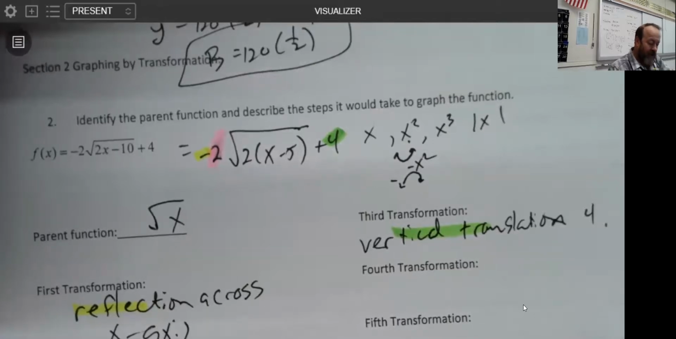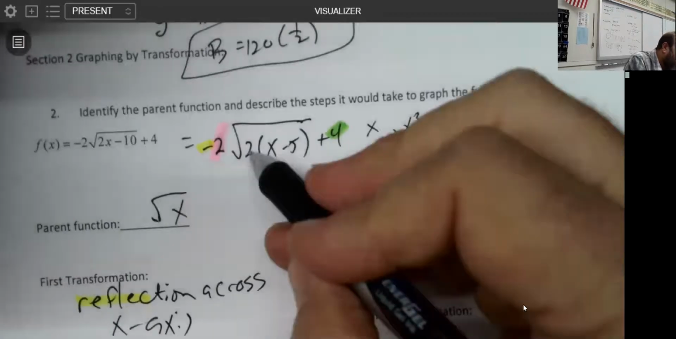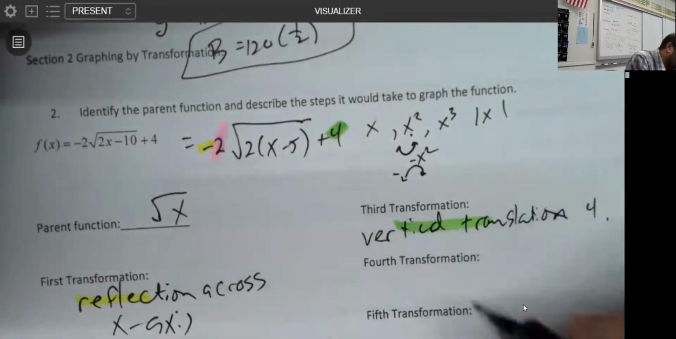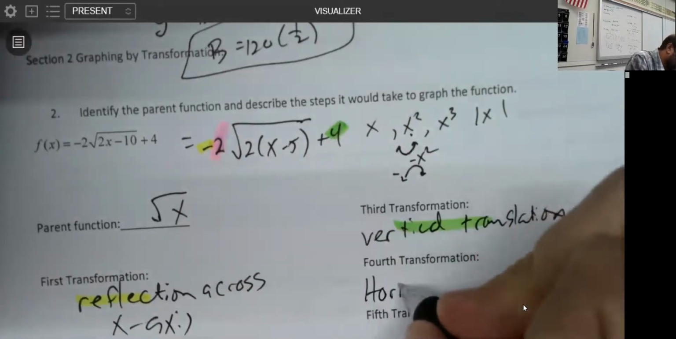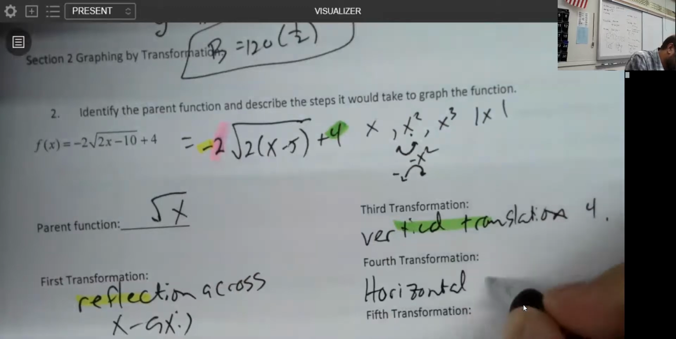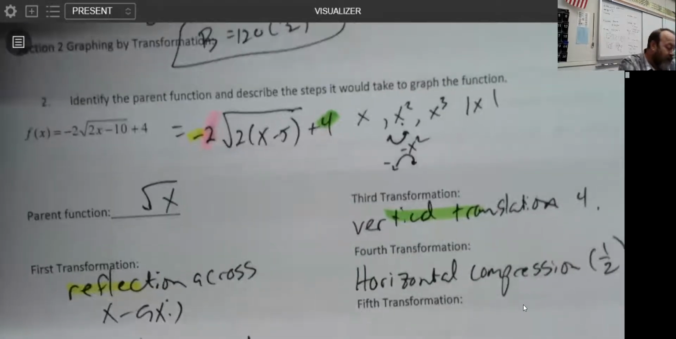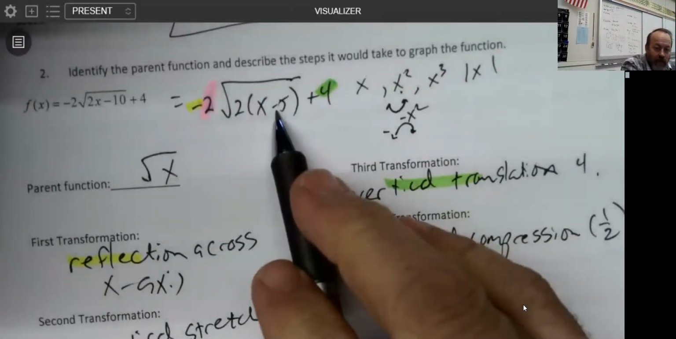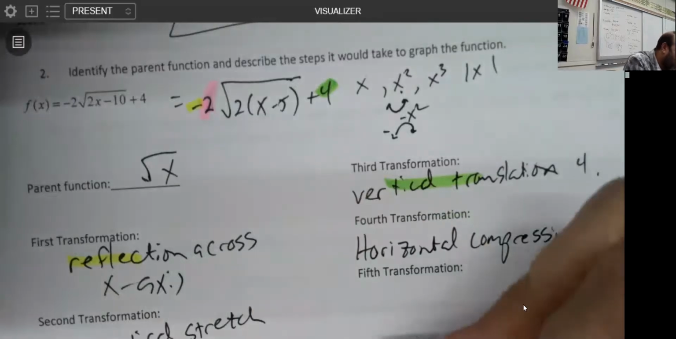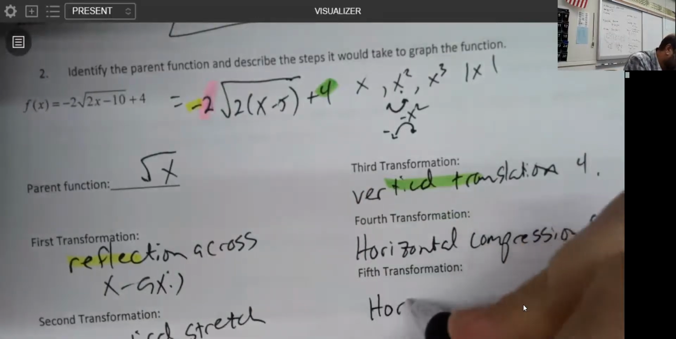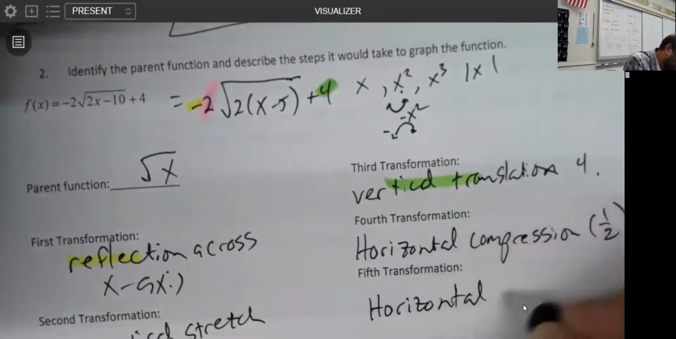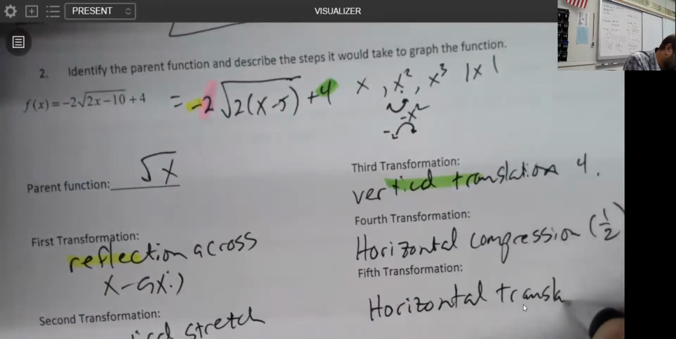Now, again, I don't have enough colors to keep making all of the colors different, but now we're going to go to the inside. The first thing is, what does this 2 do? That is a horizontal compression. It's going to take all the x values, it's going to cut them in half, and then our last one is it's going to move it to the right 4. So again, that would be a horizontal translation. Again, it goes to the right 4.